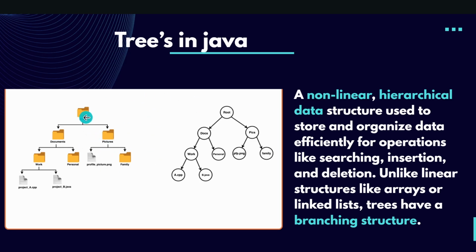Basically, you have a root folder, and inside it, documents and pictures. You have separate folders: inside documents, you have a working folder and a personal folder. Inside pictures, you also have some pictures and a family folder. Inside that, you have some family pictures, personal. Now inside this work folder, you have some separate files. This is the way you organize your file system in your laptop or desktop.